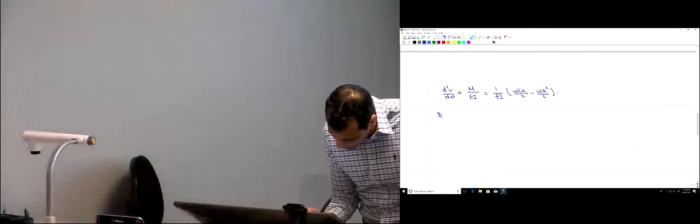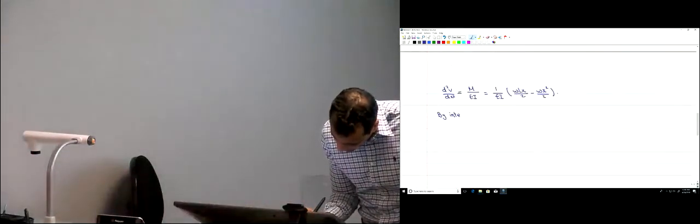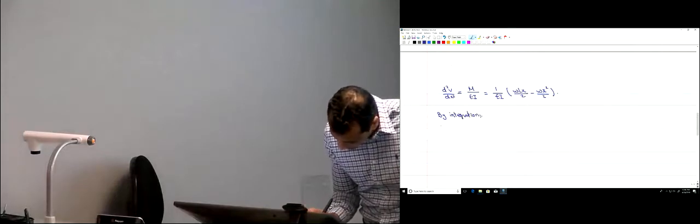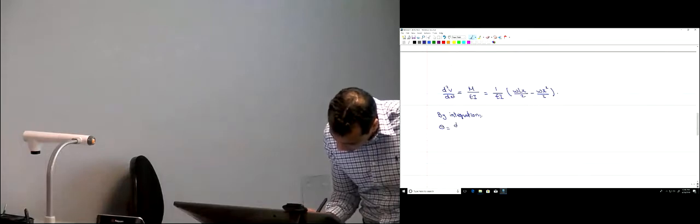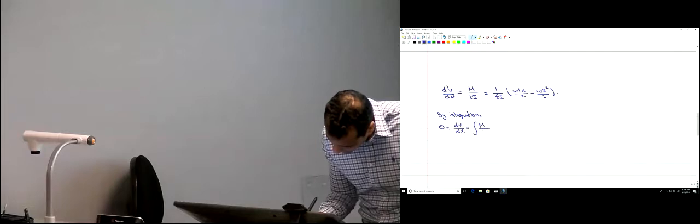So here, let's see. Just 3 simple steps. Find the equation for the moment. We just did this. What's the second step? Integrate the equation that you have here to find theta. Okay? So now, by integration, theta is equal to dv by dx is equal to the integration of M divided by EI dx.